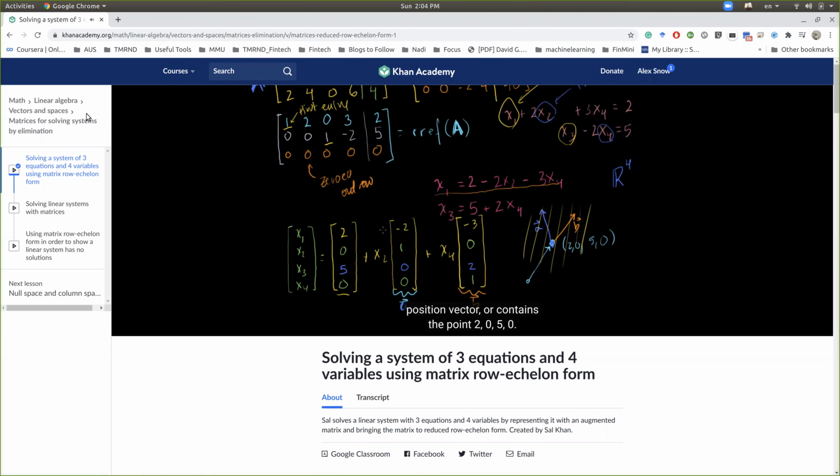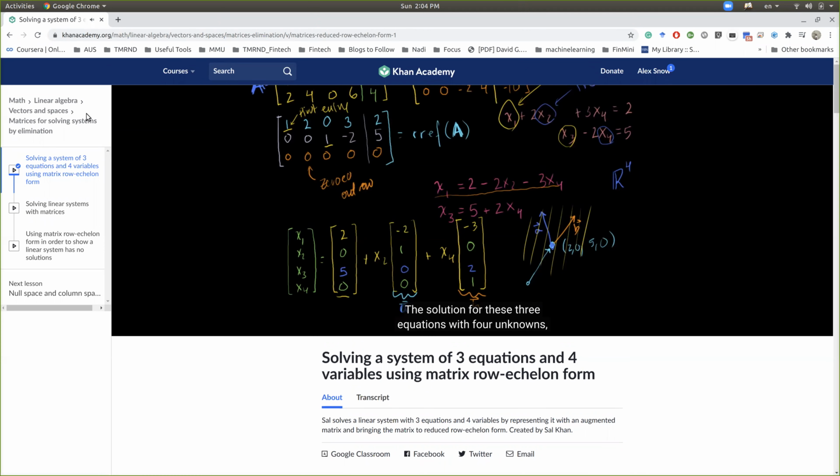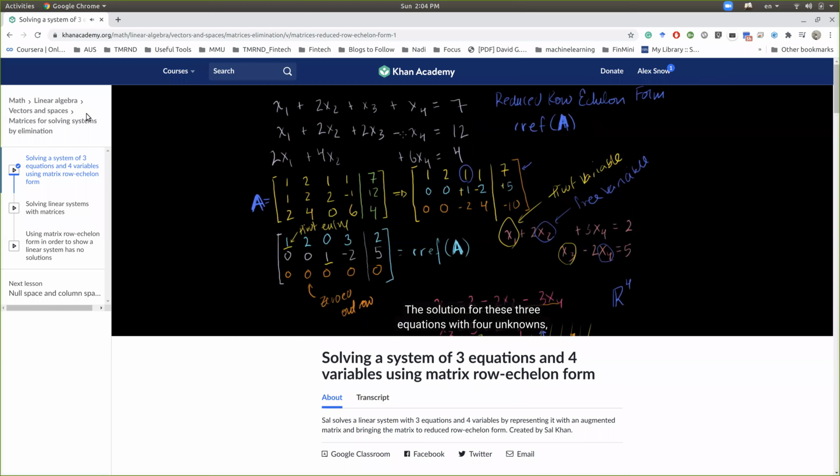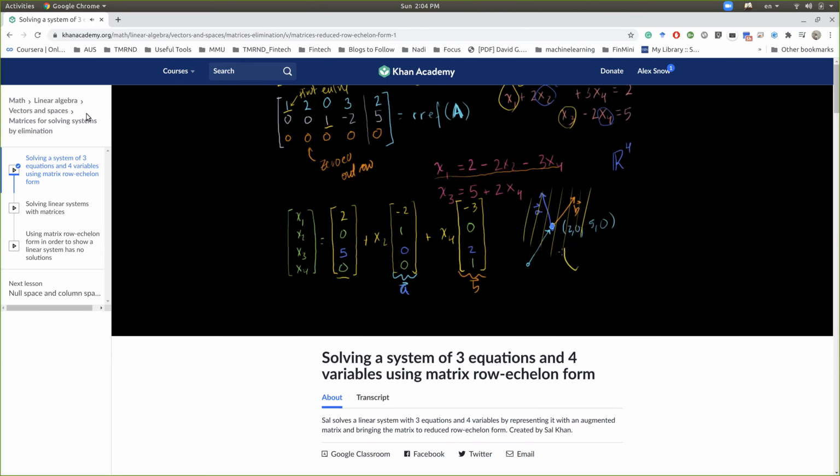So the solution for these 3 equations with 4 unknowns is a plane in R4. A plane in R4. And I know that's really hard to visualize, and maybe I'll do another one in 3 dimensions. But hopefully this at least gives you a decent understanding of what an augmented matrix is, what reduced row echelon form is, and what are kind of the valid operations I can perform on a matrix without messing up the system.